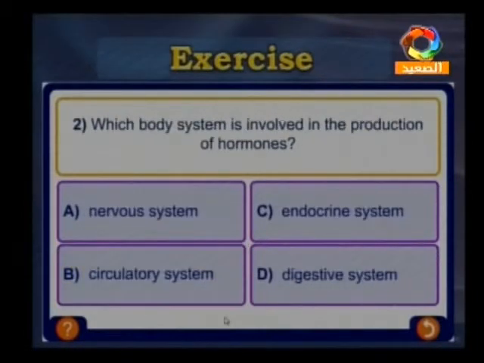After that we have another one. Which body system is involved in the production of hormones? We have the nervous system. No, don't talk about the nervous system. Endocrine system, it's maybe right. Digestive system, no. We have the circulatory system, no, wrong. So the nervous system is wrong, and the digestive system is also wrong. But here we have endocrine, it's excellent.